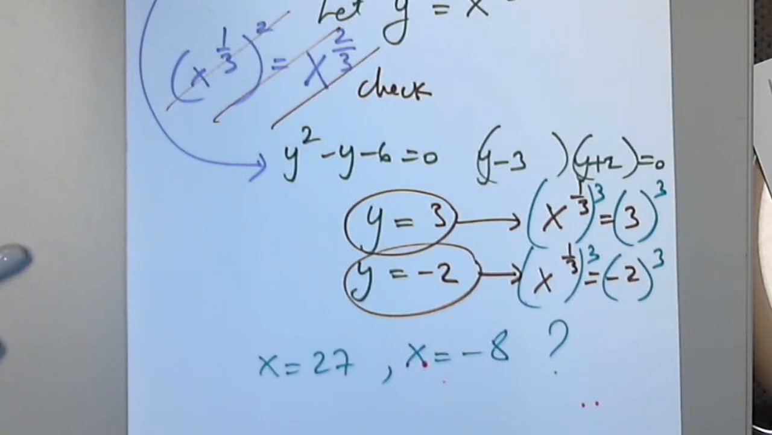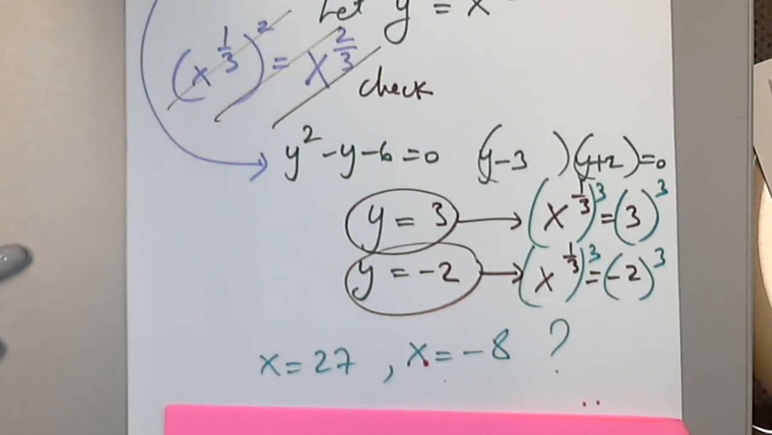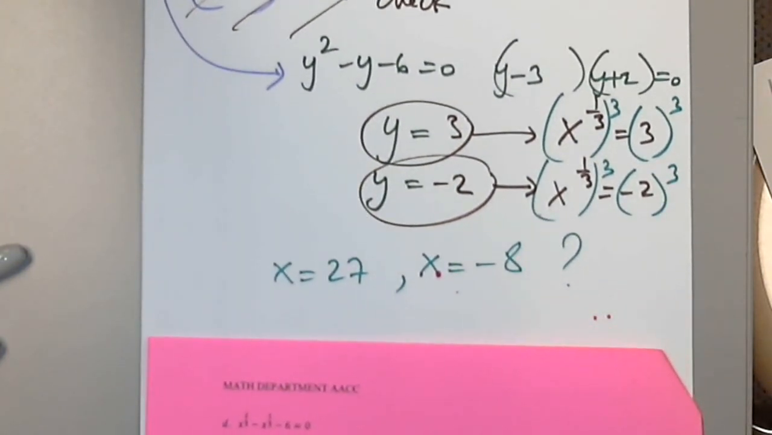Good. Anything else? Oh, I actually did have something about the very same problem. Because if you let x to the 1/3 equal 3, and x to the 2/3 is x to the 1/3 squared, then it's a true solution. Let's plug in 3 for x to the 1/3. So 3 squared, which is 9, minus 3, minus 6 equals 0.